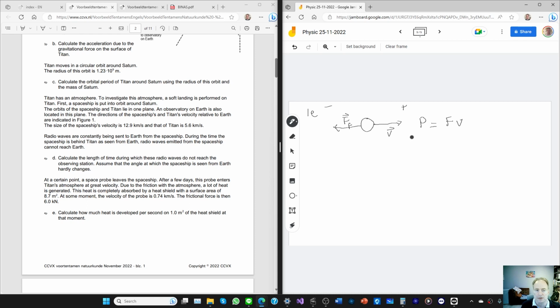And per square meter, so what they're actually asking is what it is per unit area. So let's call this lowercase p. Is this capital P divided by the area? So it is the force of friction times the velocity of the probe divided by the area of the shield.